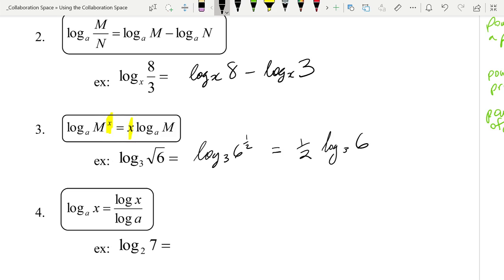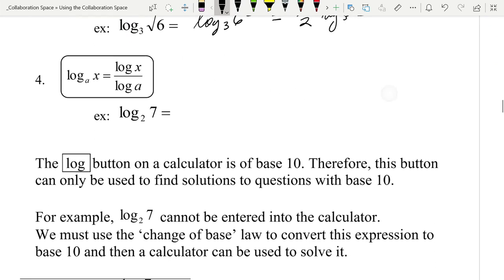Okay, and the fourth law might be our most useful when it comes to calculating. I said a minute ago, I don't really know what log to the base 2 of 3 is, but I can figure it out. We call number 4 the change of base law, and it works like this. Notice that we have log to the base a of x, and that's log of x divided by log of a.